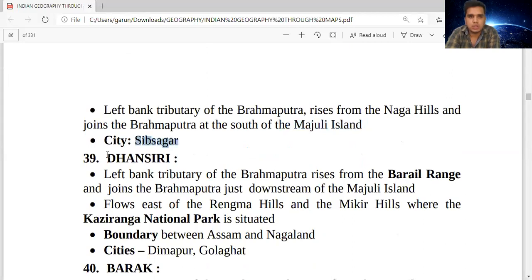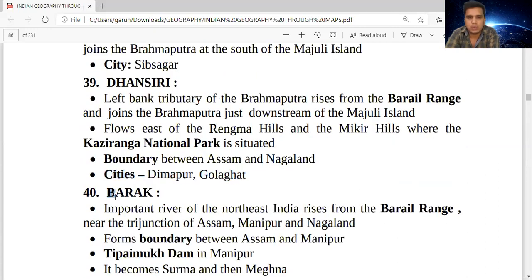City Sibsagar. Dhansiri, left main tributary of Brahmaputra, rises from Barail Range and joins Brahmaputra downstream of the Majuli Island, flows east of the Rengma Hills and Mikir Hills, where the Kaziranga National Park is located. Kaziranga National Park is basically in Assam. Boundary Assam and Nagaland. Cities Dimapur and Golaghat.